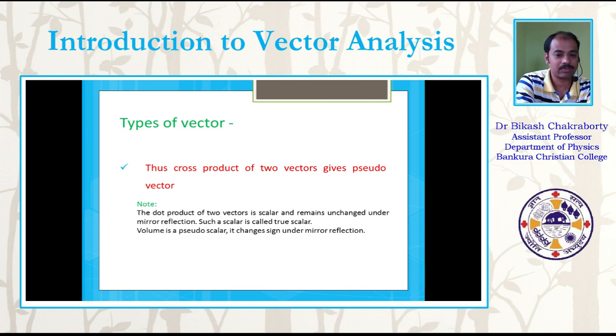Here it must be mentioned that the dot product of two vectors is scalar and remains unchanged under mirror reflection. Such a scalar is called true scalar. Volume is a pseudo scalar. It changes sign under mirror reflection.